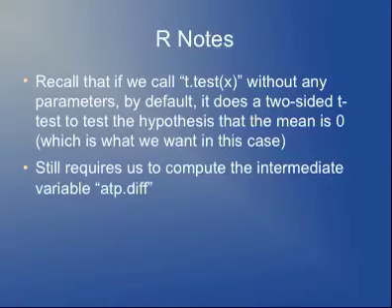And recall from Monday that if you just say t.test of x without giving it any parameters, it will do a two-sided t-test to test the null hypothesis that the mean is 0, which in this case is exactly what we want. The only caveat is that you still have to compute this intermediate variable ATP.diff, which isn't that hard to do, but it is one extra step.